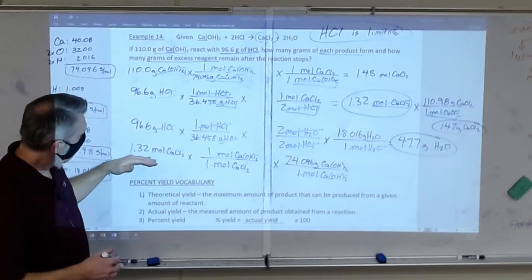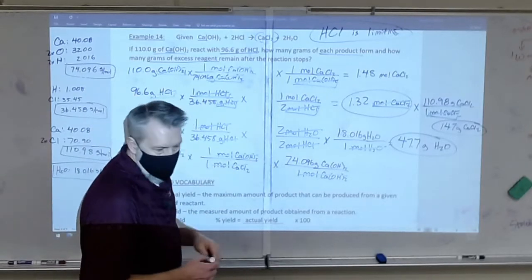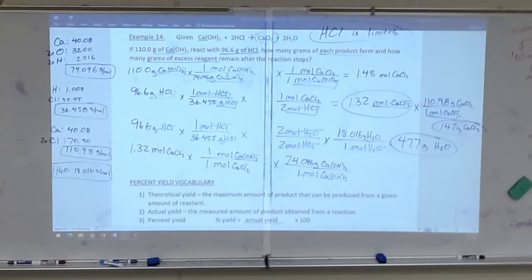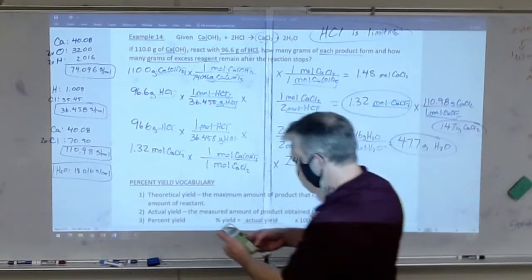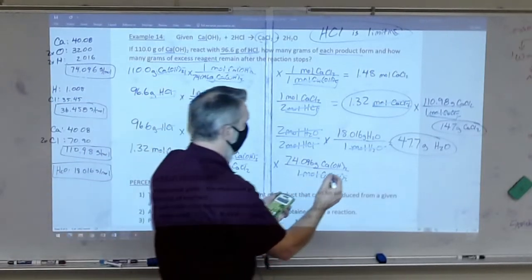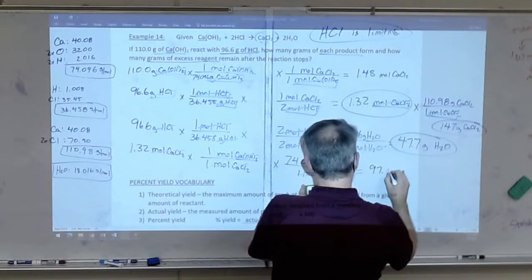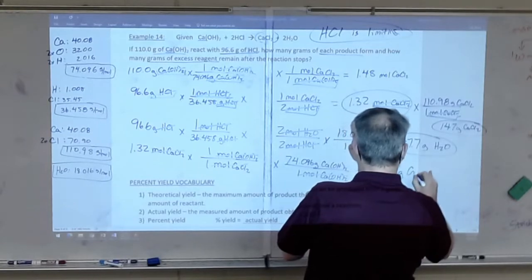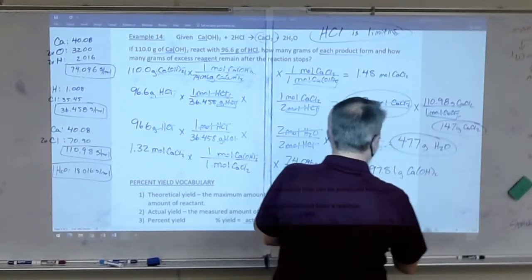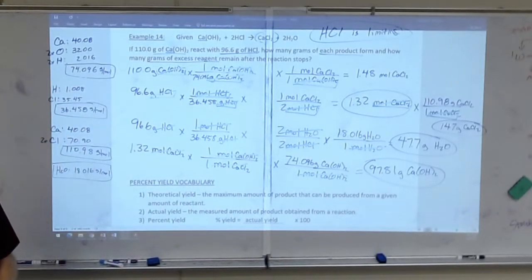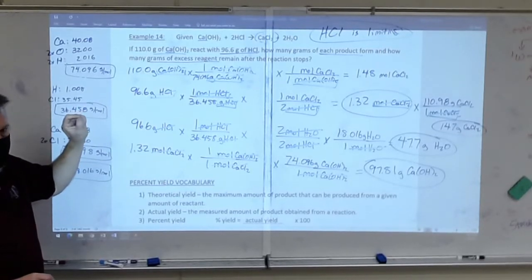So now I'm in a position, I'm going to multiply 1.32 times 74.096. Do that real quick here. 2 times 74.096. That is 97.81. We'll do that. Let's see, grams of calcium hydroxide. This is how much was used. That's how much was used up. That doesn't answer my question. That does tell me how much was used up.